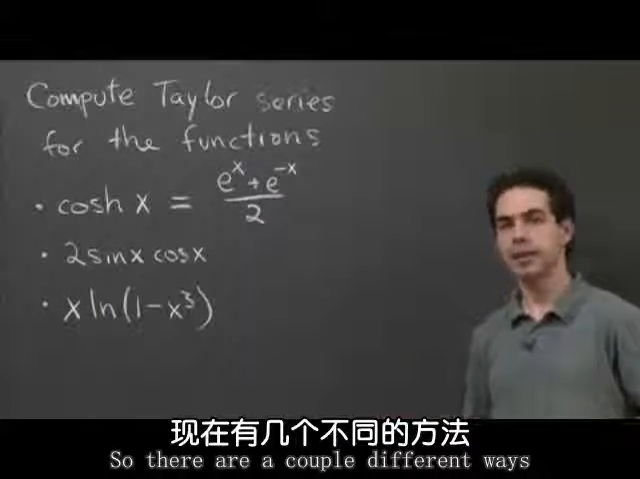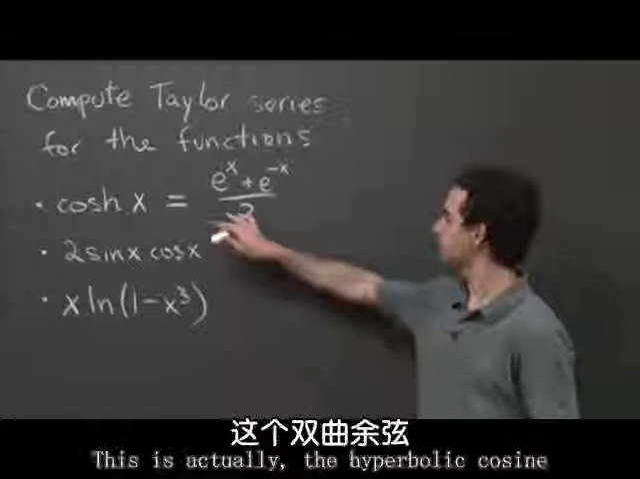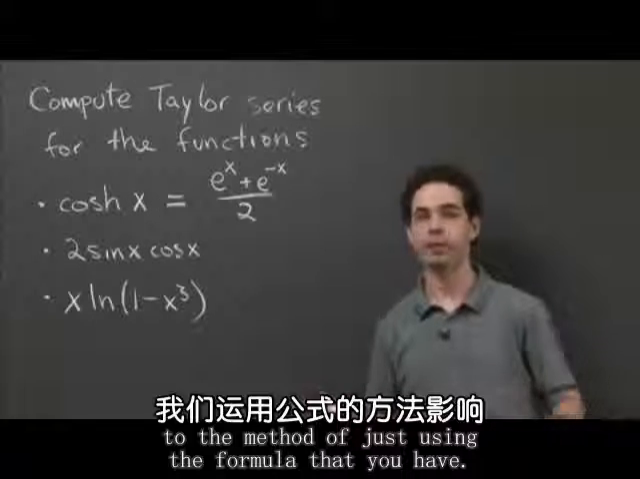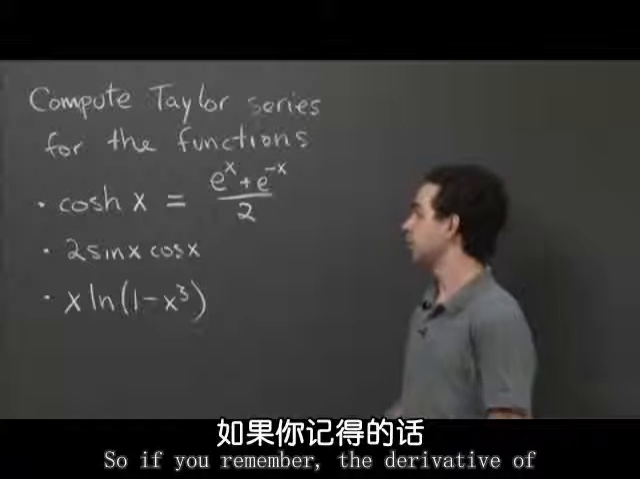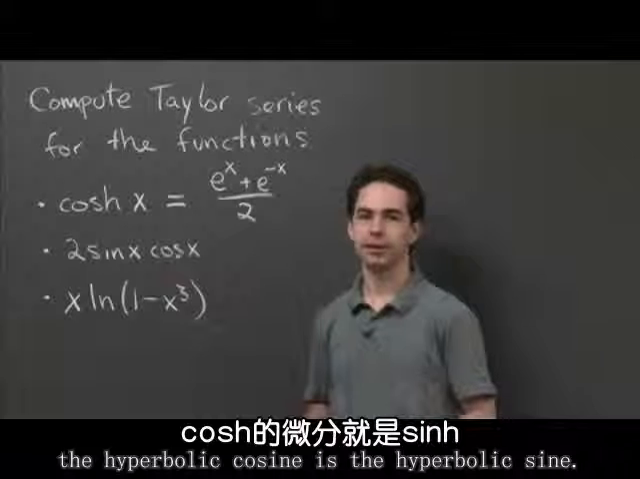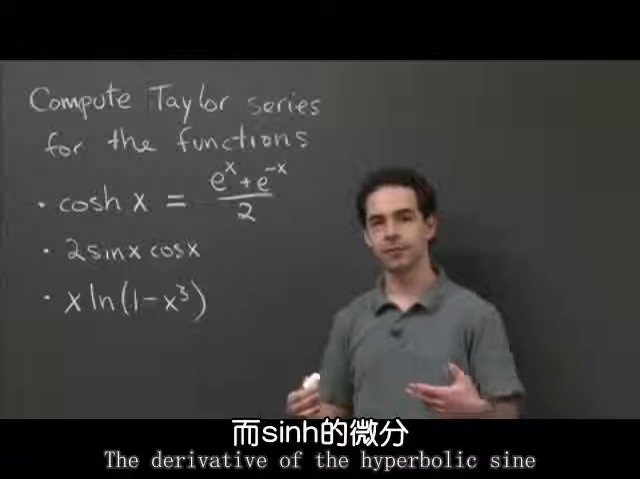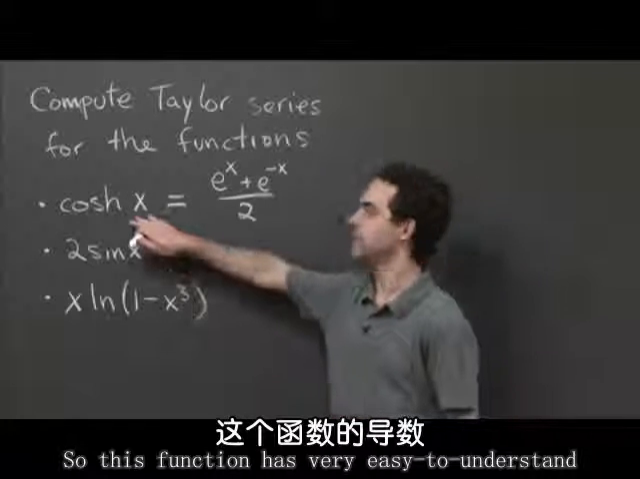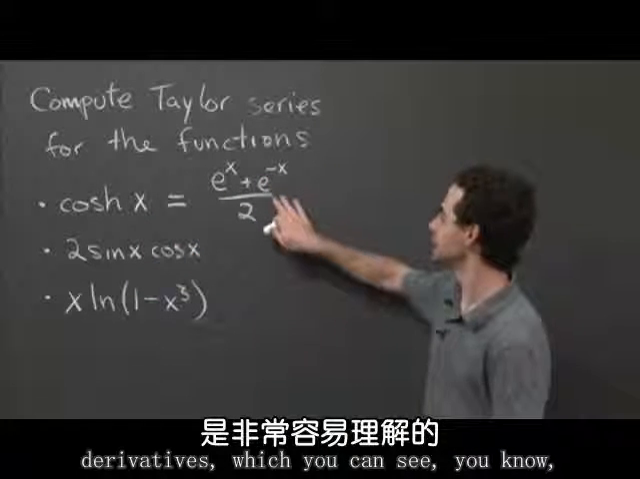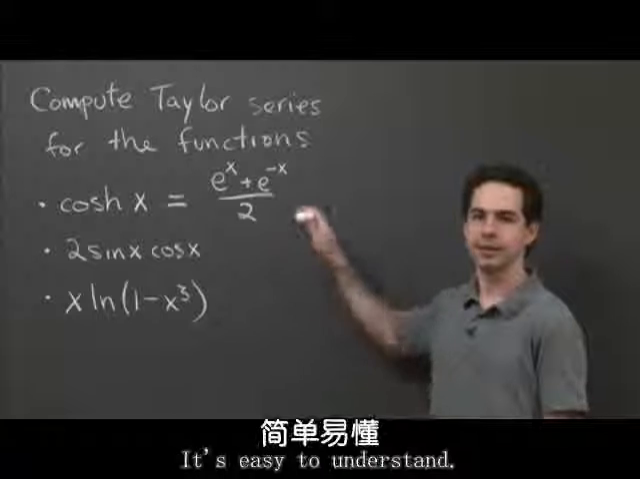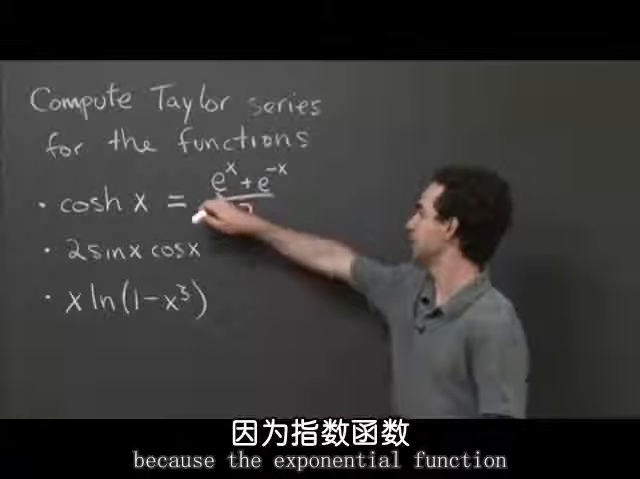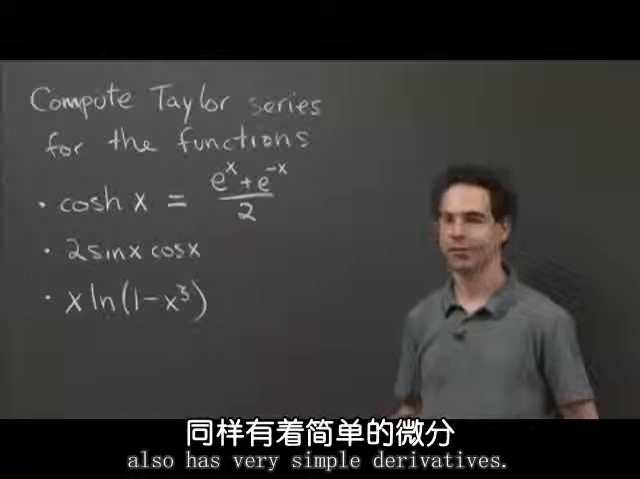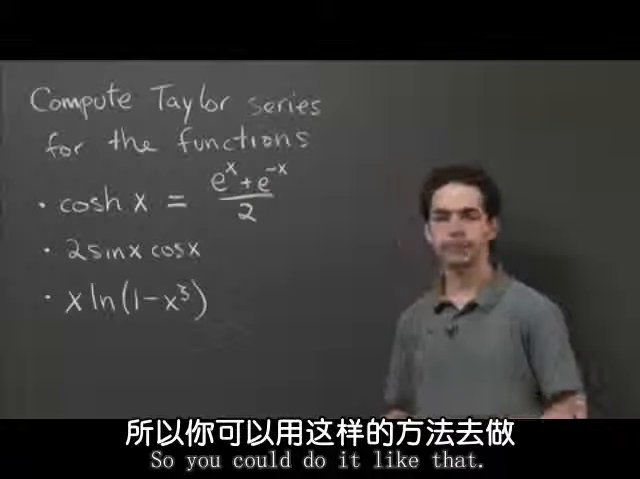There are a couple different ways you could go about this one. The hyperbolic cosine is very susceptible to the method of just using the formula that you have. If you remember, the derivative of the hyperbolic cosine is the hyperbolic sine, and the derivative of the hyperbolic sine is the hyperbolic cosine again. So this function has very easy to understand derivatives, which you can see just by looking at its formula. It's easy to understand because the exponential function has very simple derivatives, and e to the minus x also has very simple derivatives. So you could do it like that.